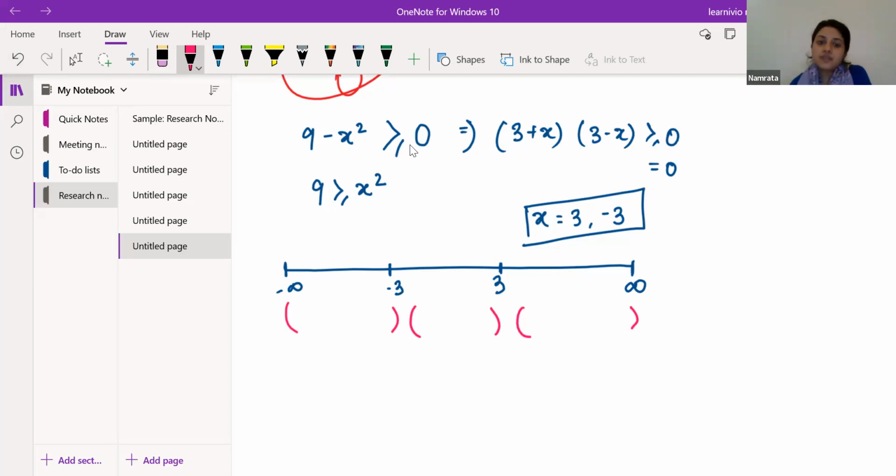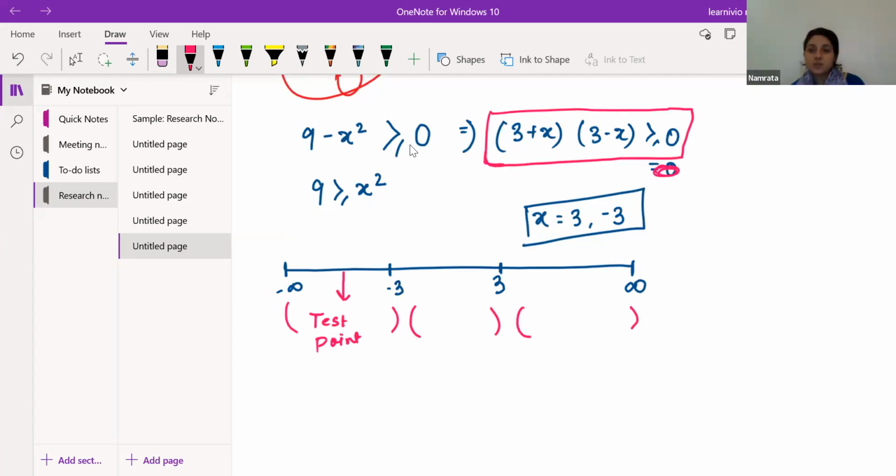In the first part, we will take one random test point and check whether that test point is true for our inequality or not, whether the test point is making this true or not. Similarly, from the second interval, we will take a test point. And for the third interval, we will take a test point.